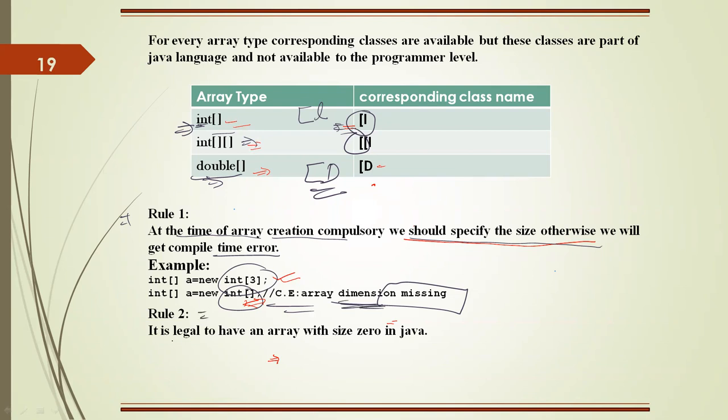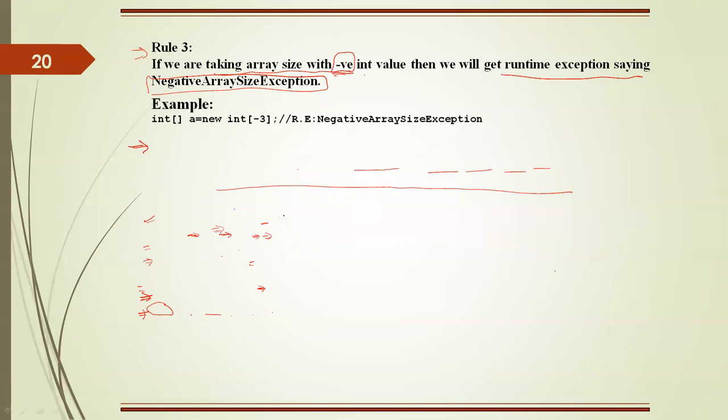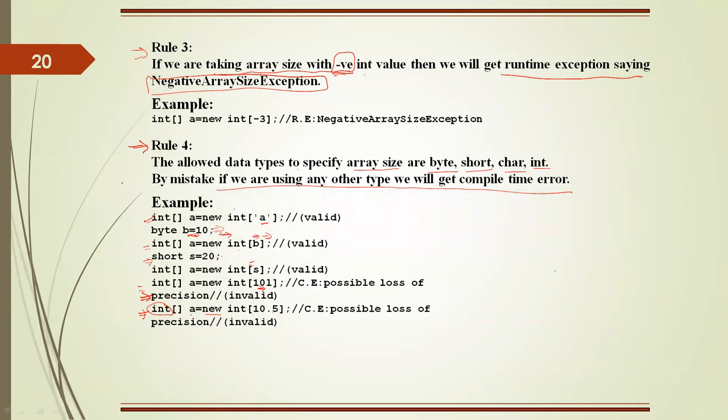Rule two: it is legal to have an array with zero size in Java. Yes, it's valid. Length will print as zero. Rule three: if we are taking a negative array size, we will get a runtime exception saying NegativeArraySizeException. You cannot take a negative size for an array, right?